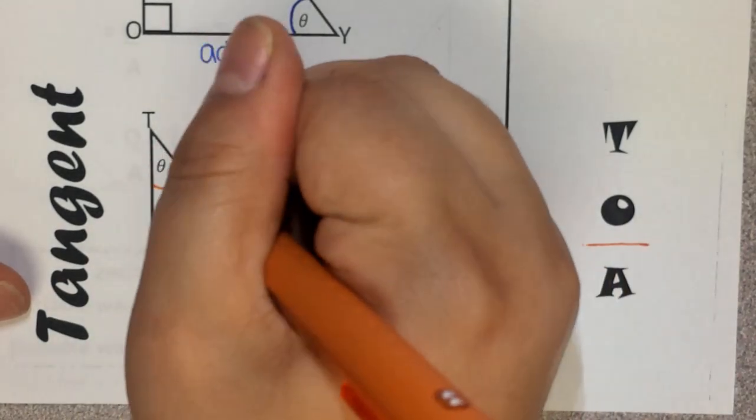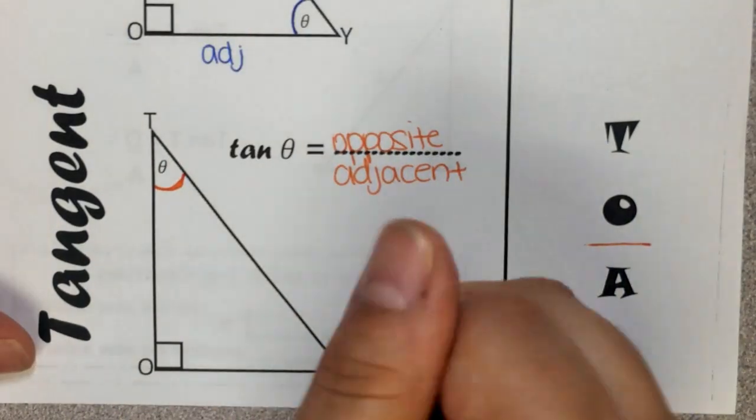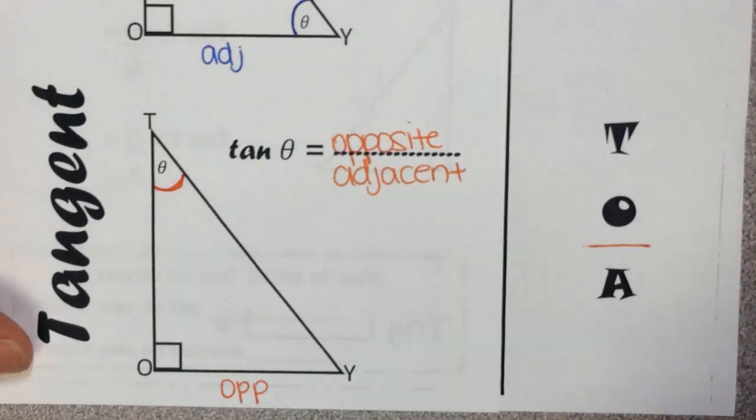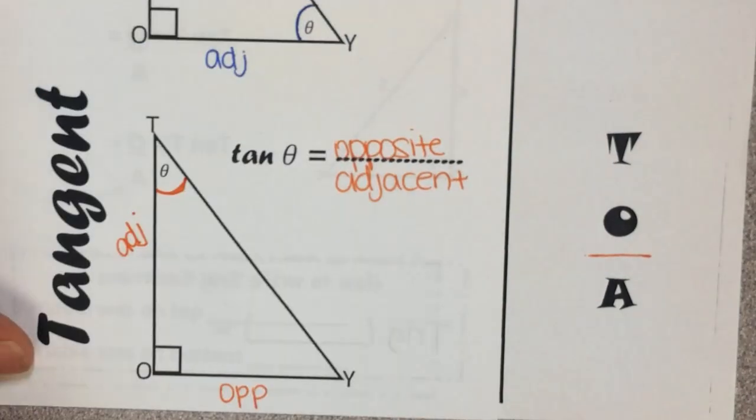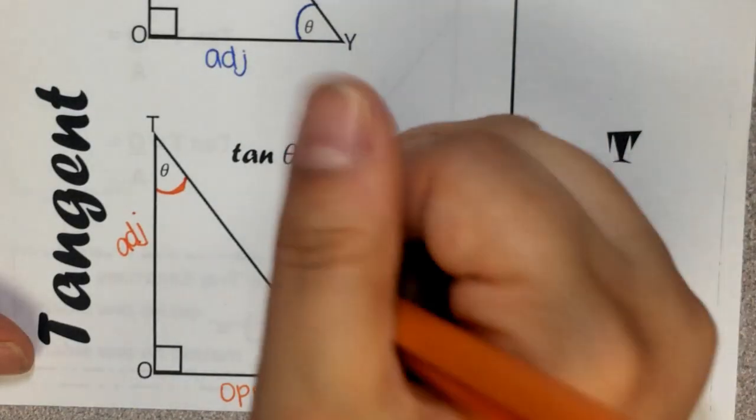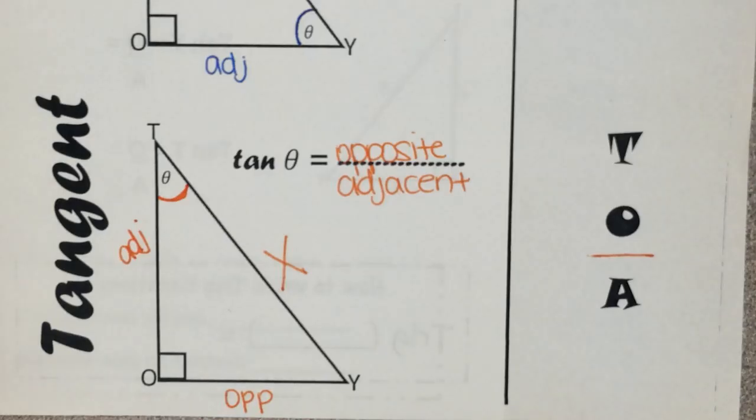Here's my angle up top. So what side is opposite? And what side is adjacent? TO. Why is it not TY? Because this is the hypotenuse and we are not using the hypotenuse for TOA.